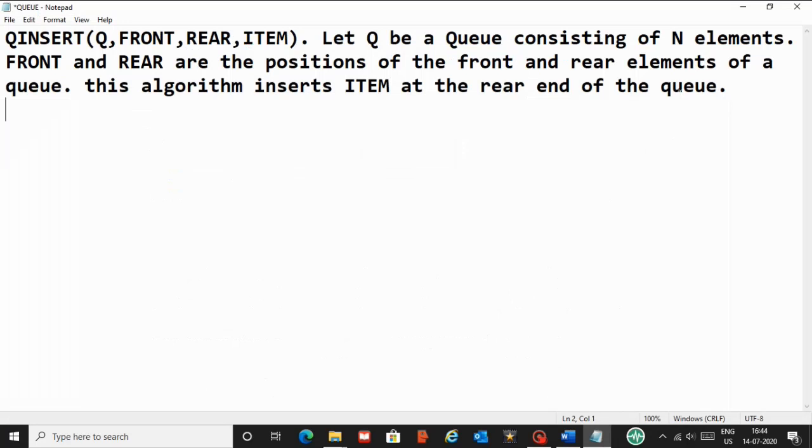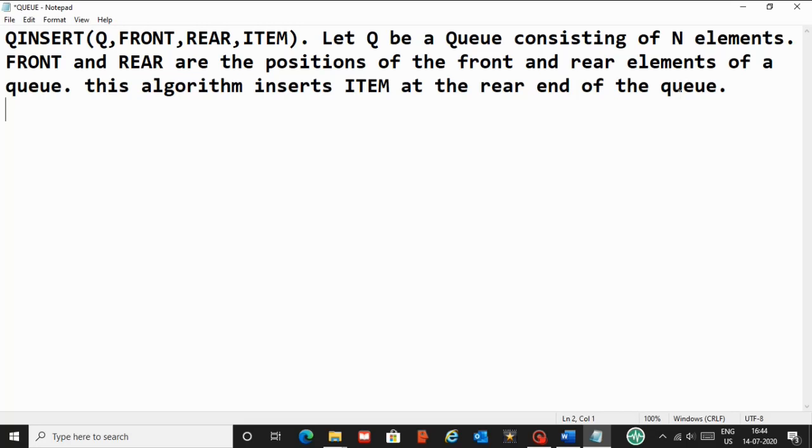Now we'll start with the algorithm. Please make a note of the statement. So queue, front, rear and item, these are the terminologies I'll be using in my algorithm. Let Q be a queue consisting of n elements. Front and rear are the positions of the front and rear elements of a queue. Front points to the element which will get deleted if you perform a delete operation.